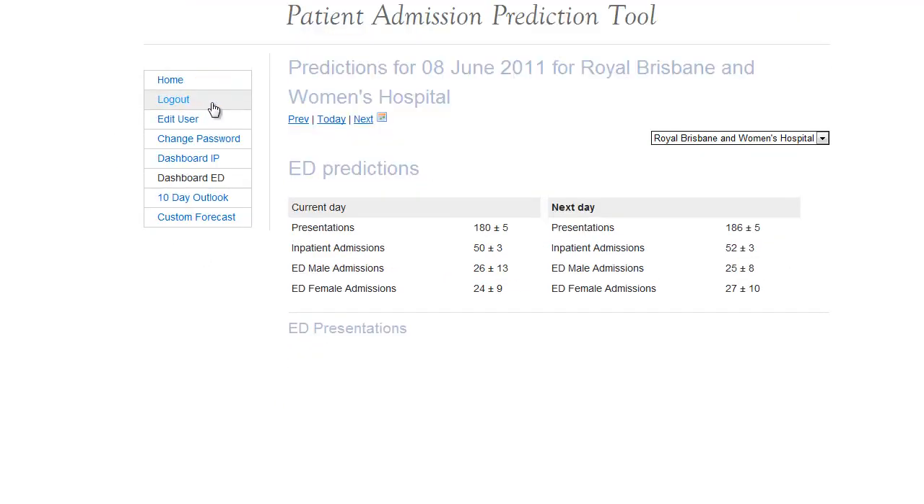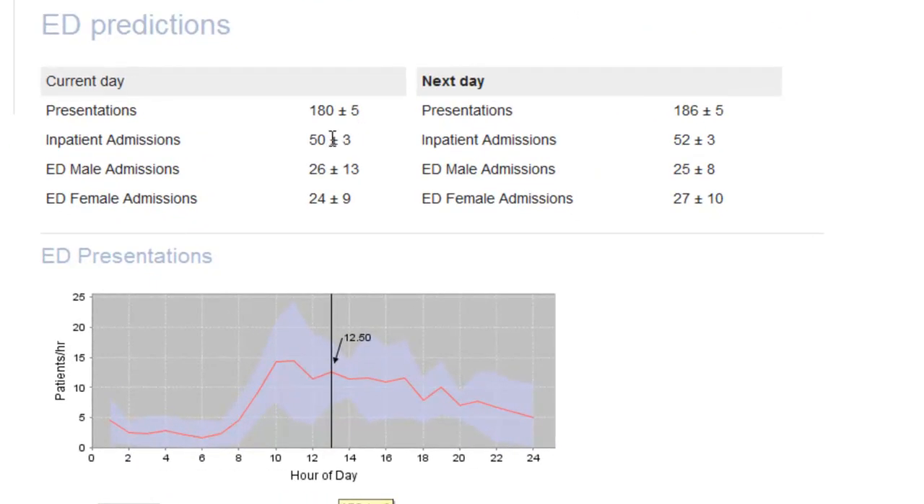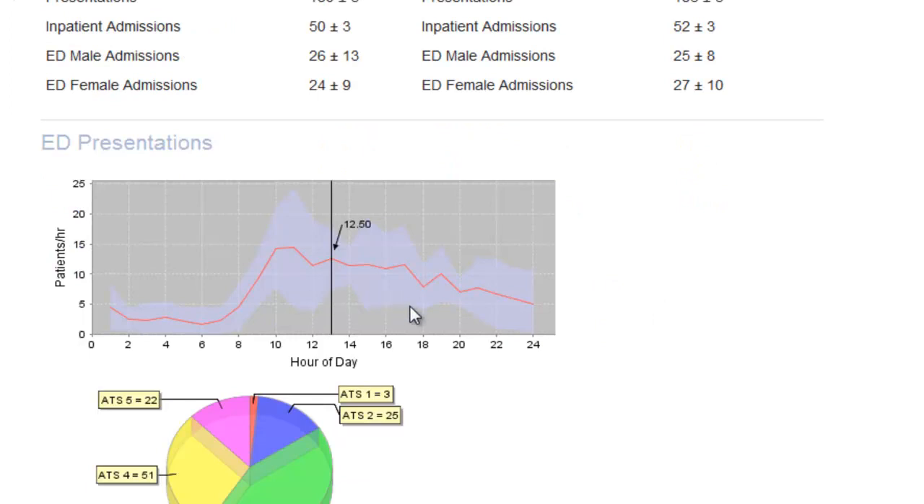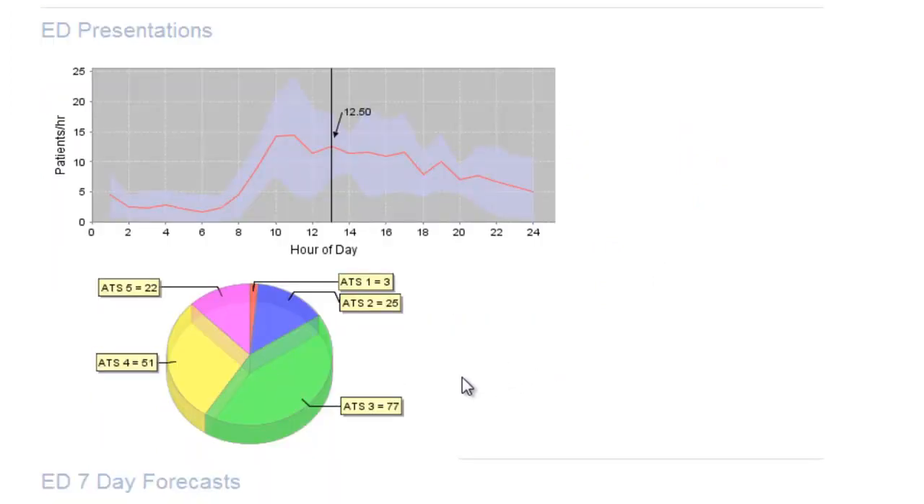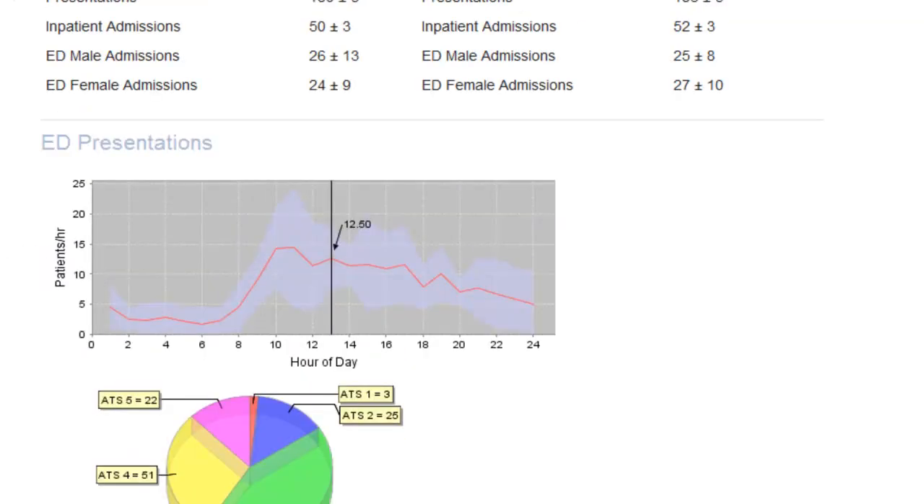The dashboard for the ED has similar information but for all presentations. So there are about 180 presentations expected at this facility through the ED, and again about 50 of those are expected to be admitted. So again, this is from EDIS. We have presentations across the day, a breakdown of urgency. So this is Australasian triage scale, where category 1's the most urgent, and 7-day forecasts.